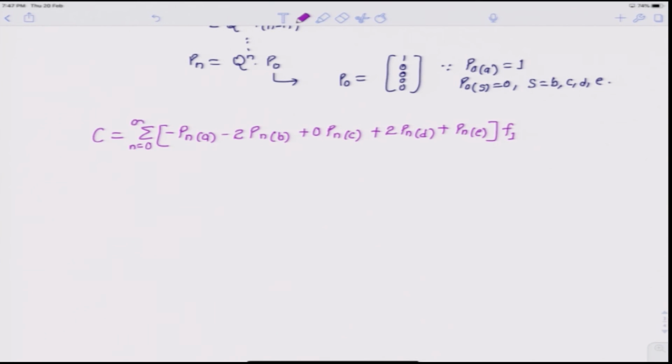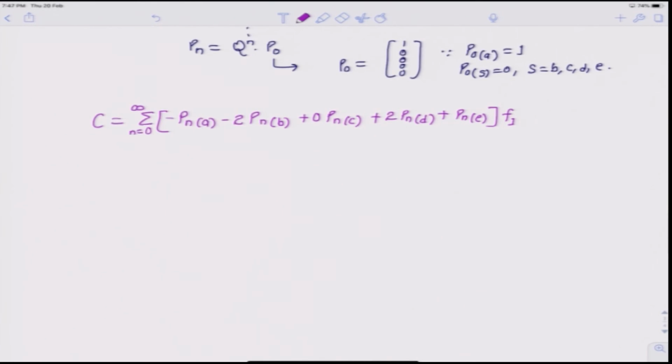So, n equal to 0 to infinity. Again, if we write this in the matrix form, we will get a factor of F1 times the matrix [-1 -2 0 2 1] times the matrix of Pn of A, Pn of B, Pn of C and so on. It is nothing but the matrix Pn.